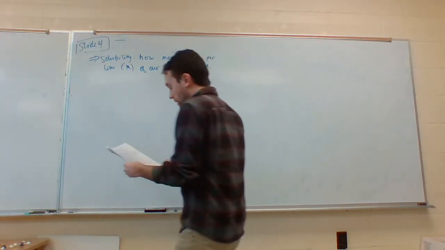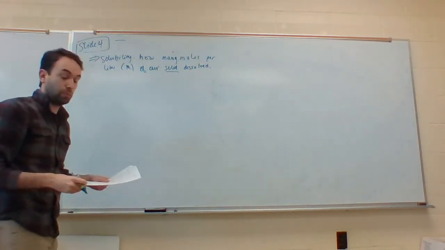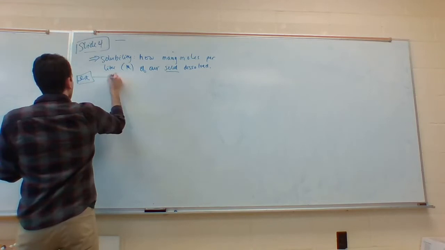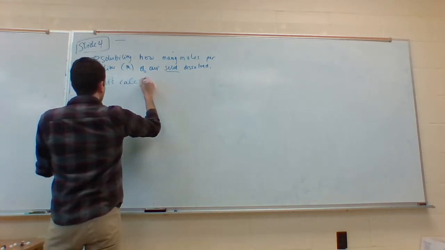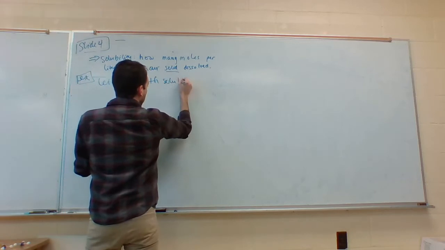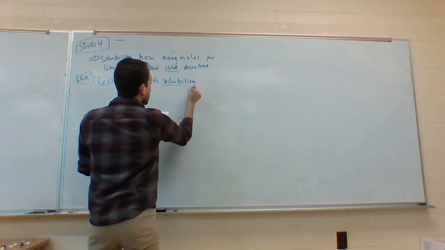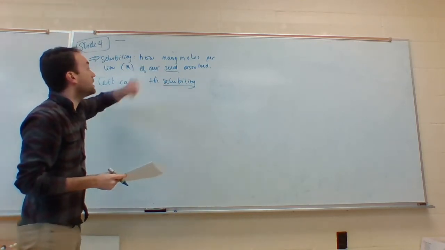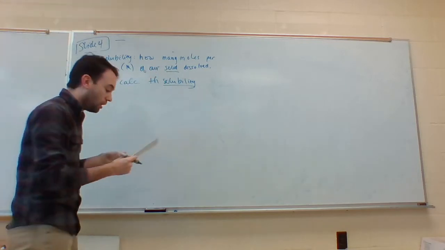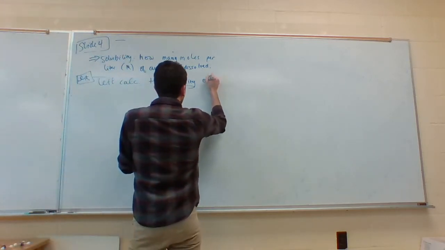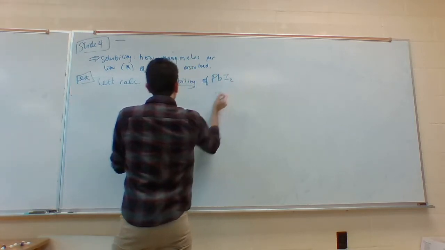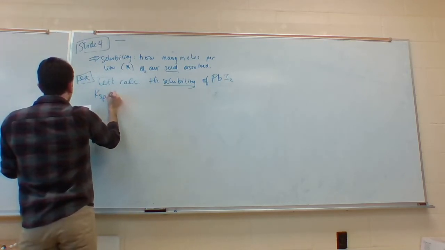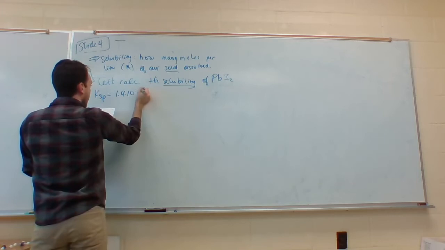So again, this is going to be an equilibrium problem. So let's calculate the solubility. Again, this is different than our KSP. Our KSP is our solubility product constant. Our solubility is going to be how many moles per liter of our solid dissolved. So let's calculate our solubility of lead 2 iodide. Lead 2 iodide has a KSP equal to 1.4 times 10 to the negative 8th.